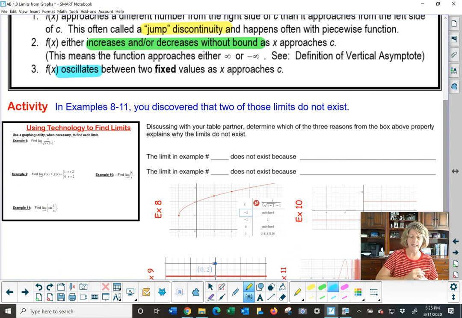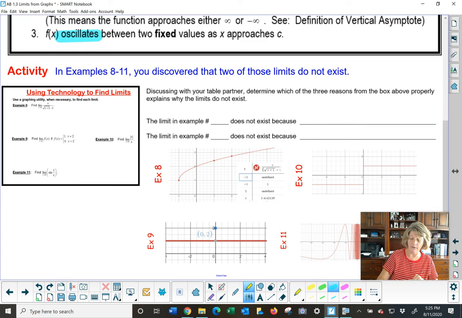Okay, so it says in examples 8 through 11, you discovered that 2 of those limits do not exist. You can discuss with a table partner and determine which of the 3 reasons from the box above properly explains why the limits do not exist. Okay, so example 8, if you recall, that one actually did exist, so we didn't have to do that one. Example 10 did not exist, did it?